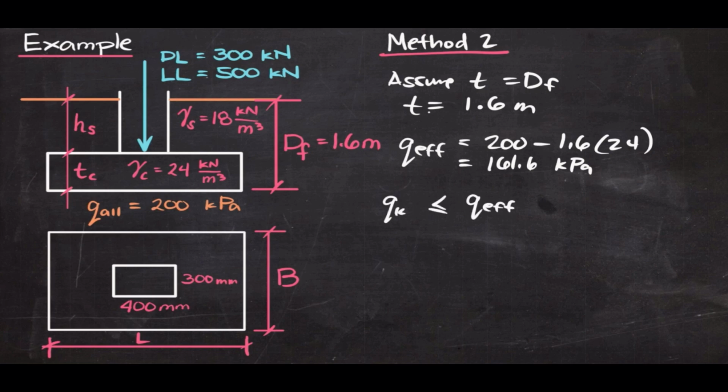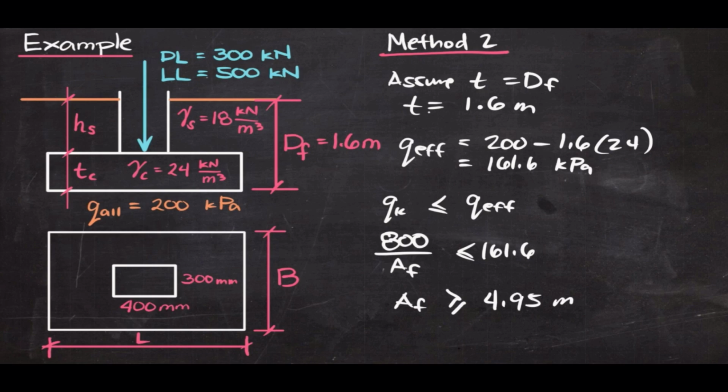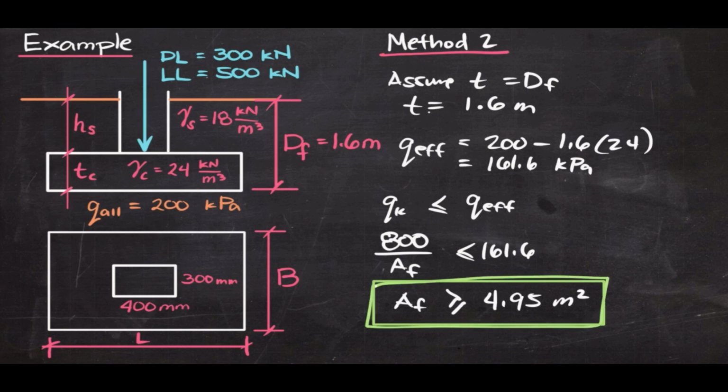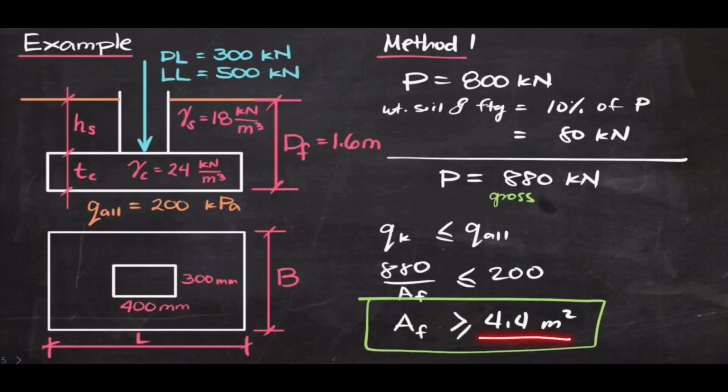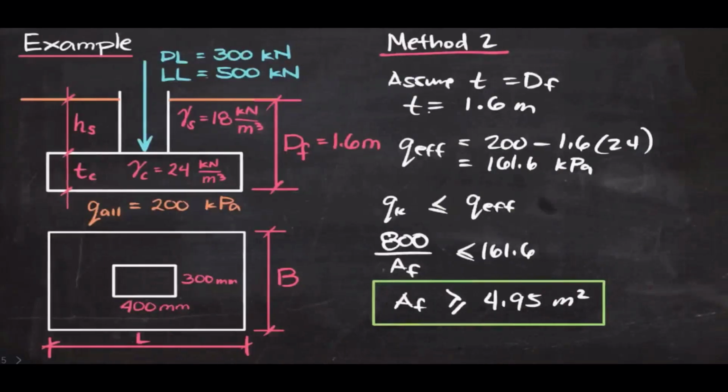And for the contact pressure, I will be using net values. So that means 800 divided by the area of the footing should be less than 161.6 kilopascals. This gives me an area of the footing that must be greater than or equal to 4.95 square meters. So as you can see, this condition is quite larger than the previous one of 4.4. But the advantage is this will always work.